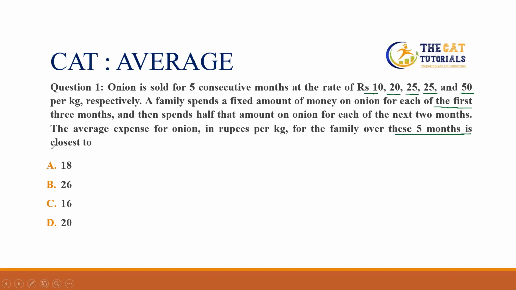So students, whenever we have such types of questions, the way in which you start the question plays a very important role. If you are using variables, then it is difficult to manage the time. But if we are using numbers, then on the basis of the numbers, you can manage the time. So here we have to find the average expense for the onion. So we have to assume how much amount we are spending, and by that amount, how many kg we can purchase during that month. The given numbers are 10, 20, 25, 25 and 50.